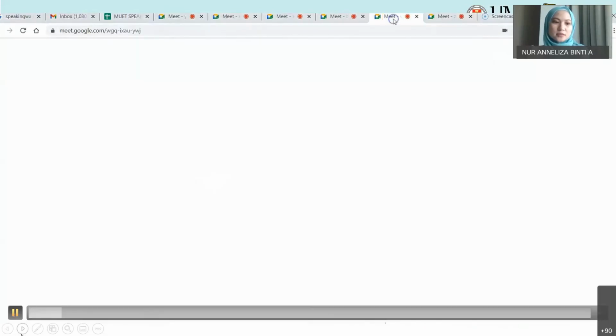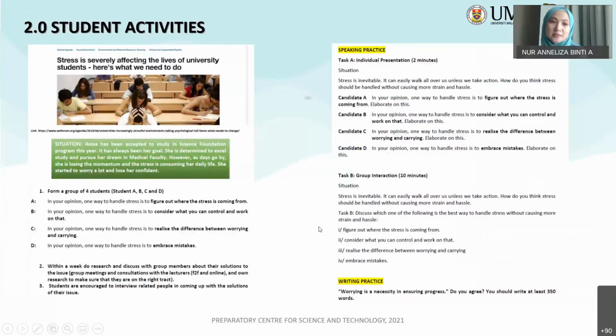So this is one of our student activities. This is actually PBL Speaking. What happened is we gave them a problem, a very real-life situation problem. And then within a week, they do research and discuss with the group members about the solution to the issue. They can use various resources to do research, for example interviews, websites, TED Talks, and also books.